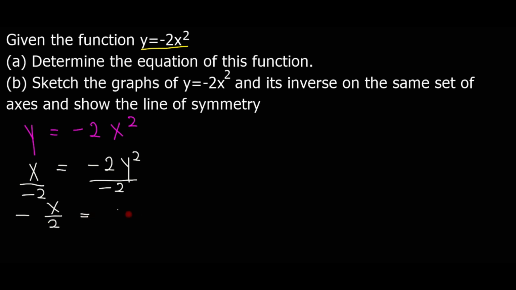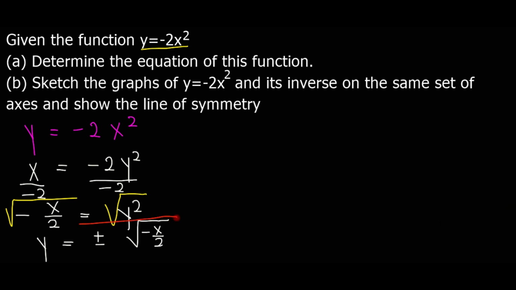Negative x over 2 equals y squared, and then now because we want y, we root both sides. So now the equation of the inverse is y equals plus or minus root negative x over 2. So this is the equation of the inverse.